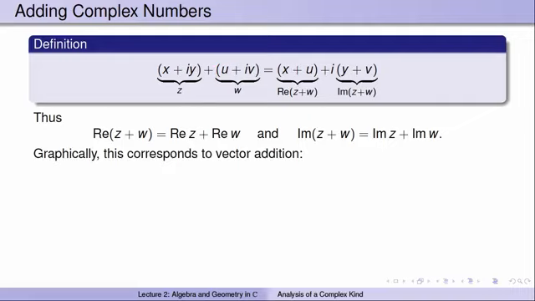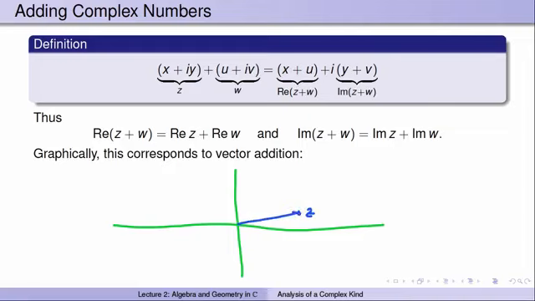Graphically, the addition of two complex numbers could be represented as a vector addition. So let's go back to our coordinate system. Suppose we have a vector z right here. I'll draw it as a vector, even though it's really a point in the complex plane. And suppose we have a second vector w, which would be right here. So that's u plus iv.